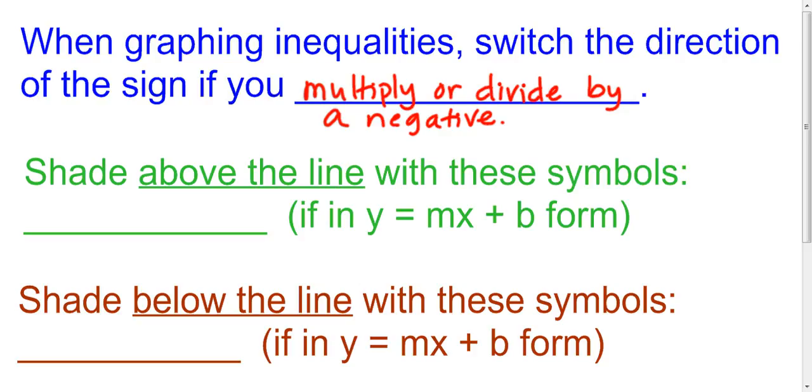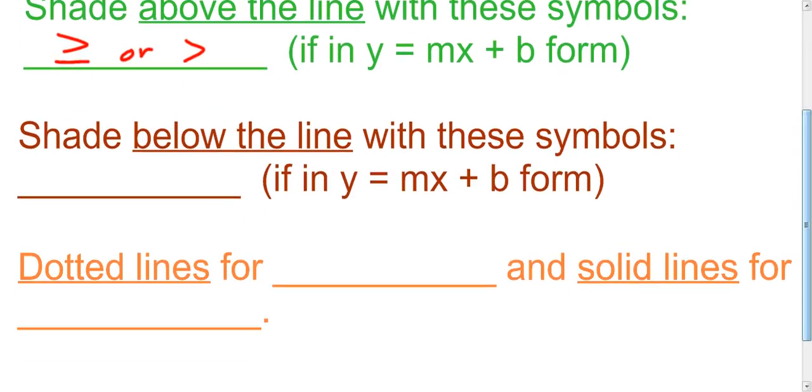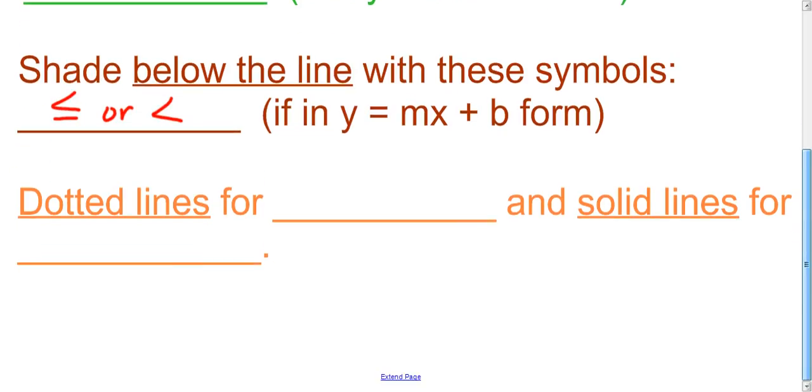You're going to shade above the line if it's a greater than or equal to symbol or a greater than symbol. Once you get into y equals mx plus b, it has to be in y equals mx plus b first for you to decide. Okay, and you'll shade below the line if it's less than symbols. And then you'll do dotted lines if it's not underlined. And you'll do solid lines if it is underlined. Okay, and that should be this lesson.